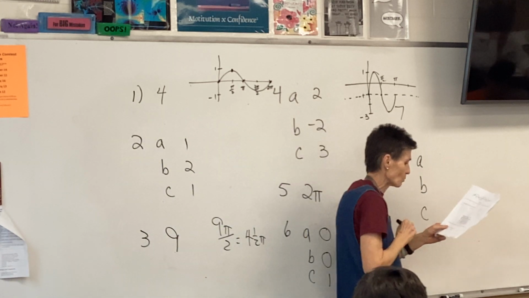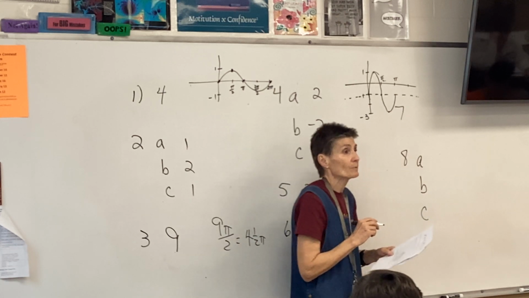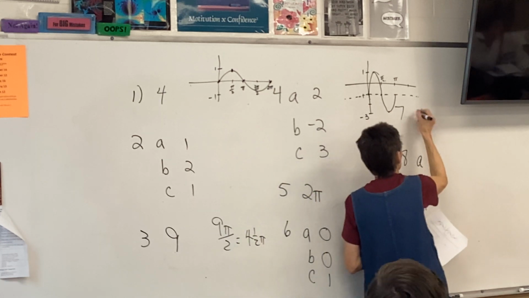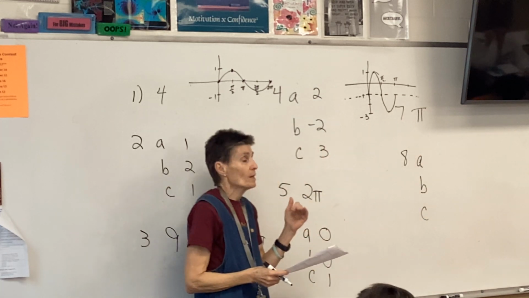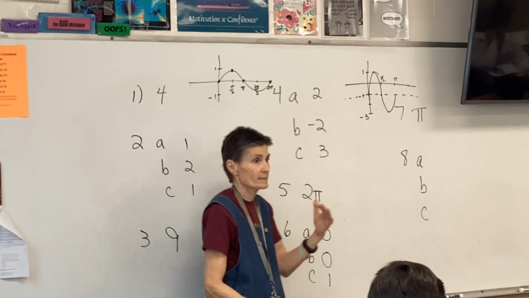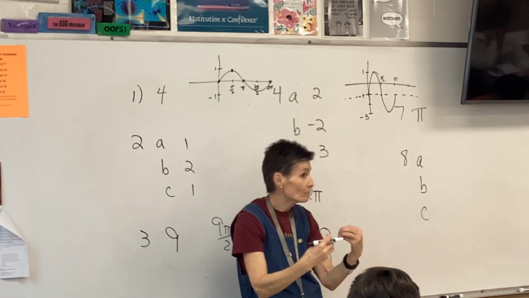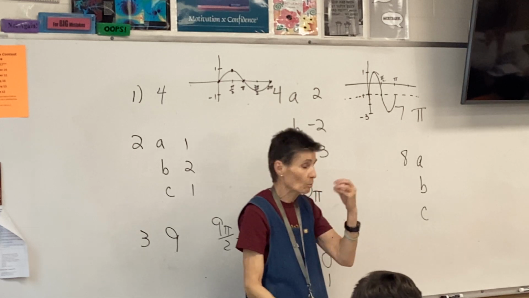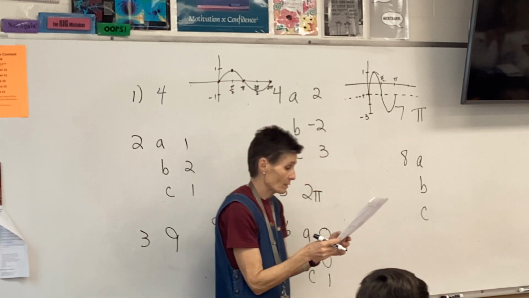What's the period in this one? Number 7, the period is pi. So this is another sine curve, but a couple of things have happened to it. It's been squished, and it's been moved downward, right? But it's still a sine curve. All right.